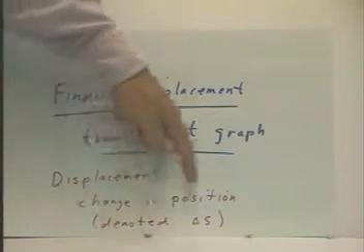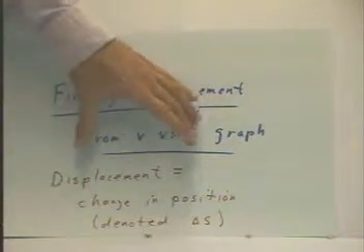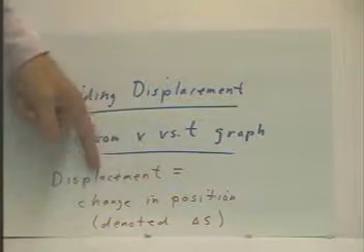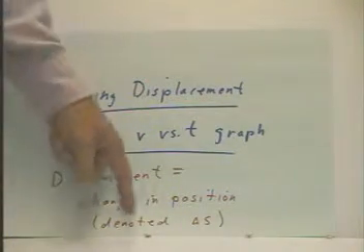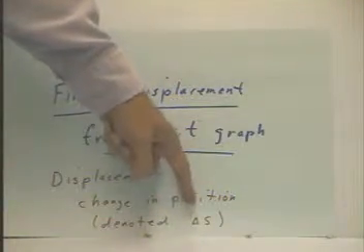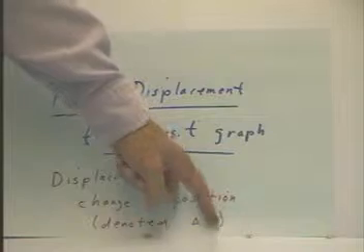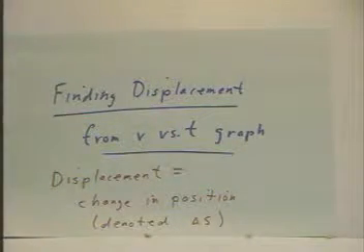Whereas change in position, that is distance, is always going to be positive. We don't talk about negative distances, we talk about negative displacements. We denote displacement by delta S. If we want to denote distance, we'll often put absolute value signs around delta S to show that the quantity is always positive.